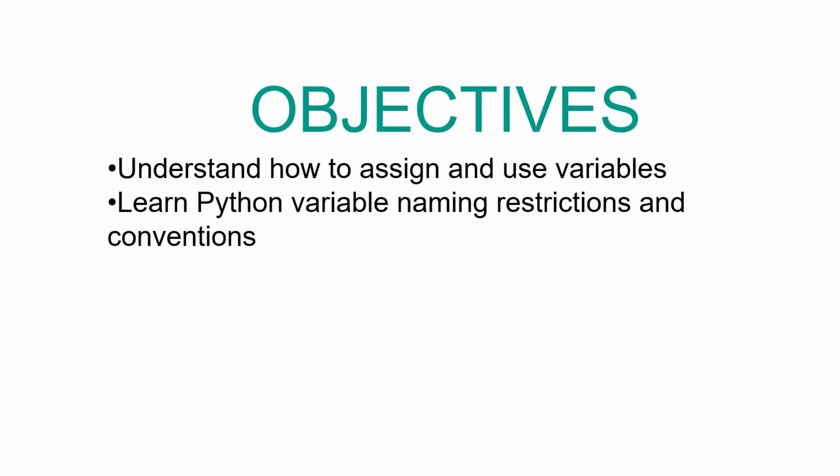So let's look at the objective of this video. Objective number 1 is to understand how to assign and use variables. Objective number 2 is to learn Python variable naming restrictions and conventions. Well, let's talk about variable assignment.